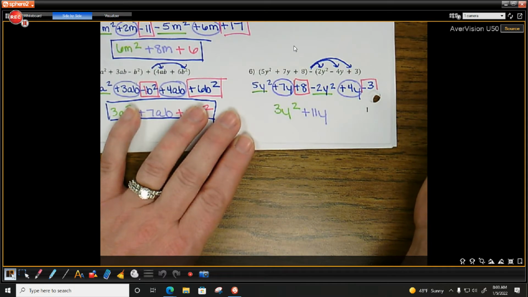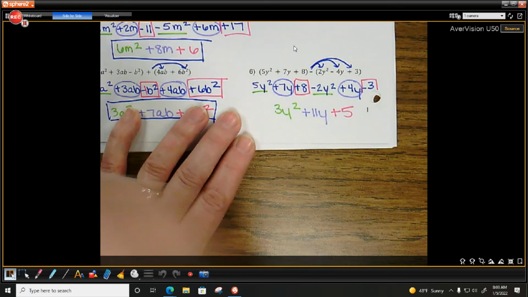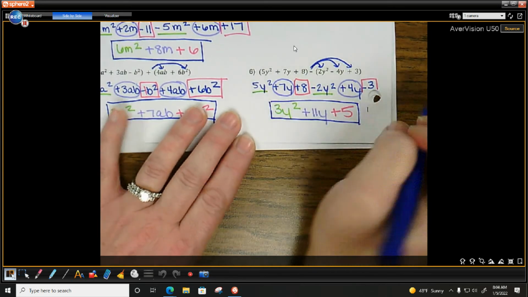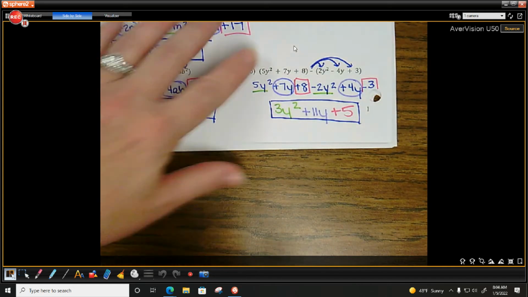Plus 5. Are any of those like terms? No. So we are done. Good? Okay, same thing, now they just look slightly different. Some of them look slightly different. Some still look the same.